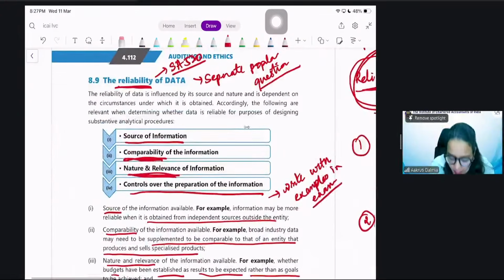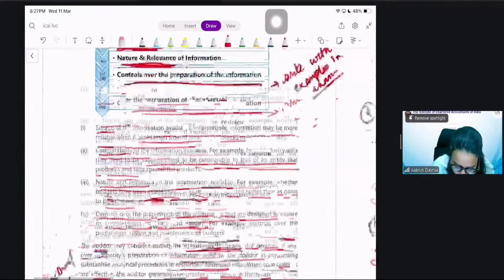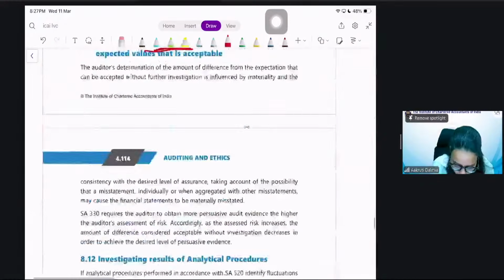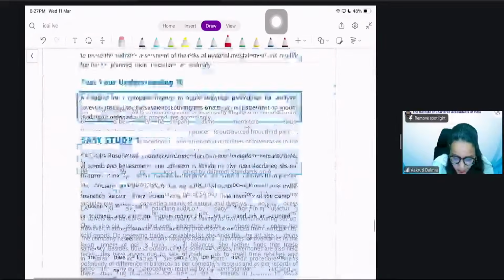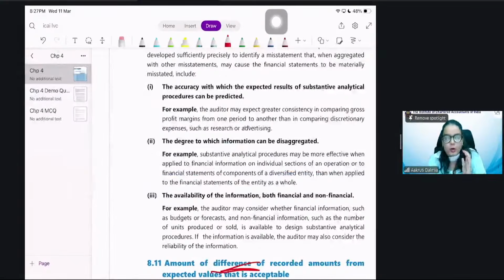So how do we check the reliability of data? Source of information, comparability of information, nature and relevance of information, control over the preparation of the information. Okay, still 3-4 pages are there. So we'll do this in the next class.